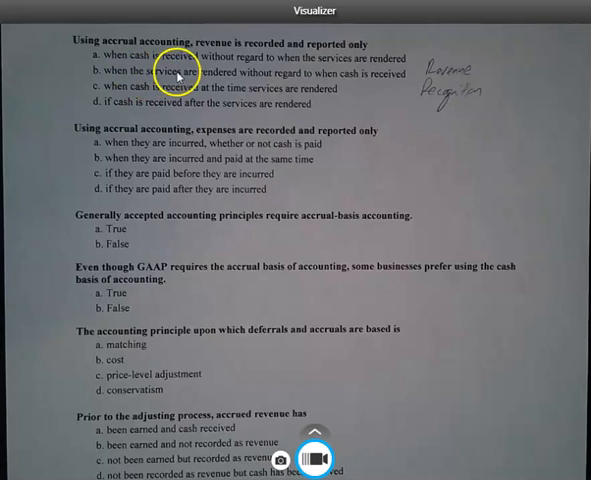B, when the services are rendered without regard to when cash is received. So we need to understand that when services are rendered, at that point in time, revenue has been earned. So you might make a little note, not that you're going to see the word rendered a lot, but when we say rendered, it's the same thing as earned. And this is the accrual basis of accounting here with choice letter B.